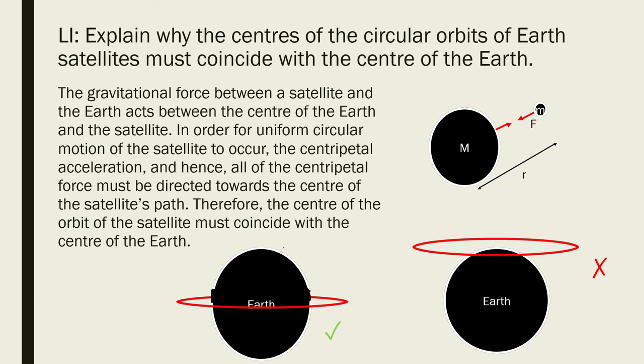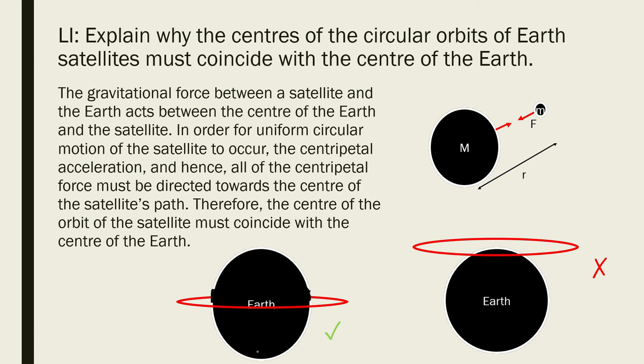So therefore, the gravitational force is going to be between the centers of the bodies, and in order for uniform circular motion, that force has to be directed towards the center of the circular path. So therefore, the center of the orbit must coincide with the center of the Earth in order for uniform circular motion of a satellite to occur. So like this, orbit around the center of the Earth.